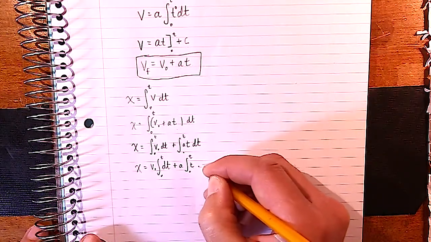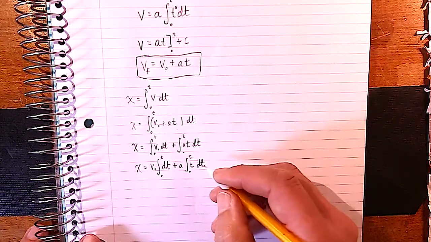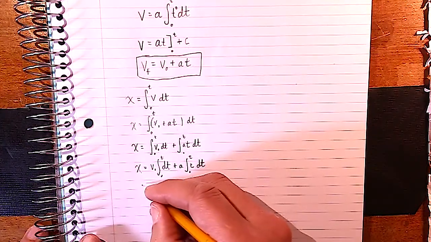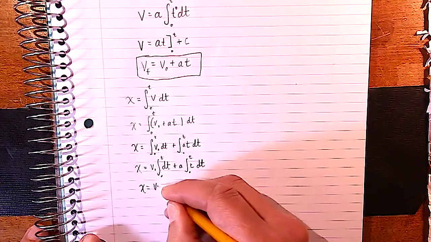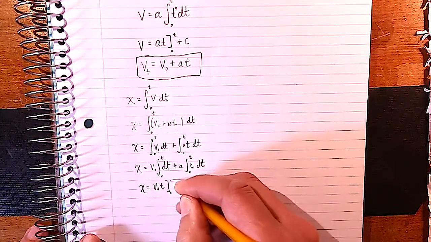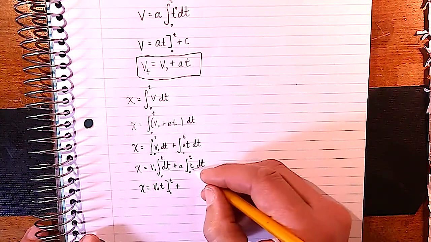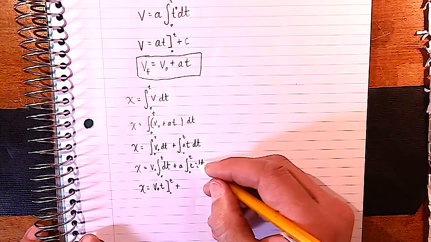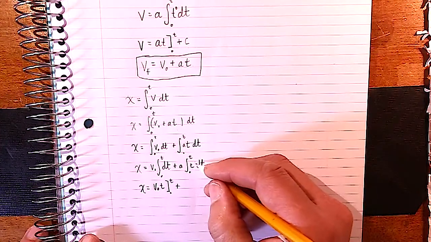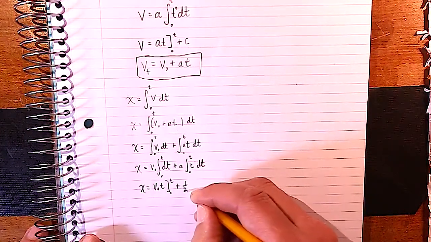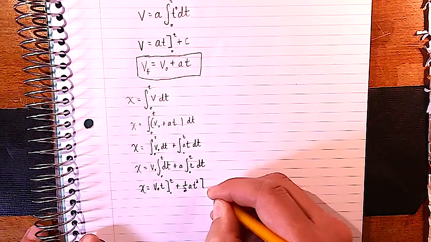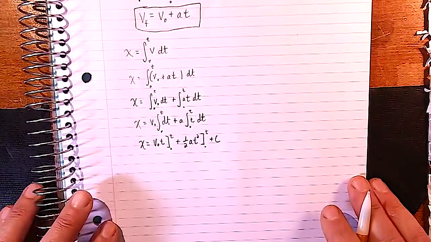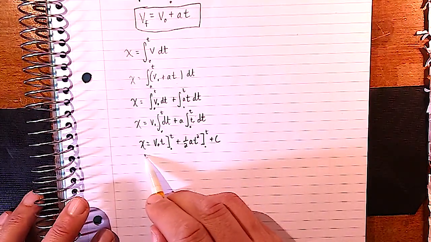t is not a constant. t is changing. So when we do the integral of 1 dt, that becomes t. So that's v0 t from 0 to t, plus integrate t, that's t to the 1. 1 plus 1 is 2. Divide by the new exponent. That becomes 1/2 t squared, or we can write that as 1/2 at squared from 0 to t, plus our constant c. Well, what's our constant for position?